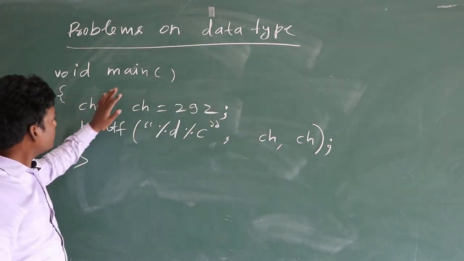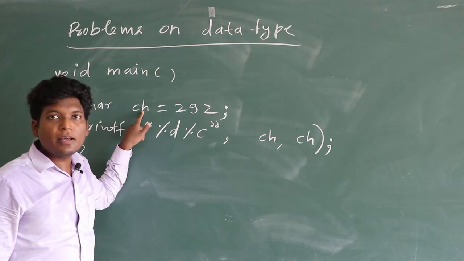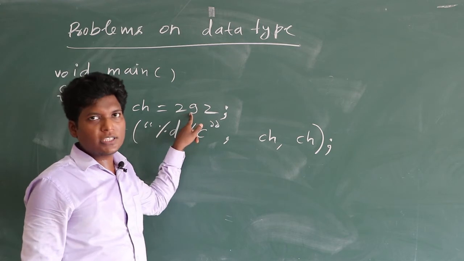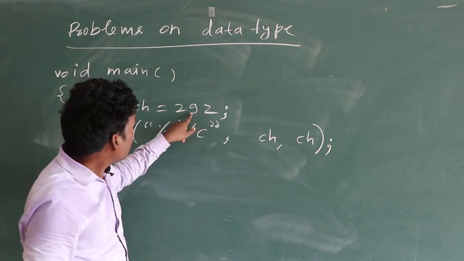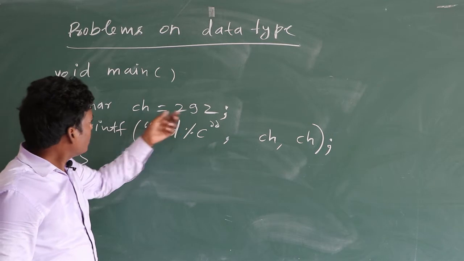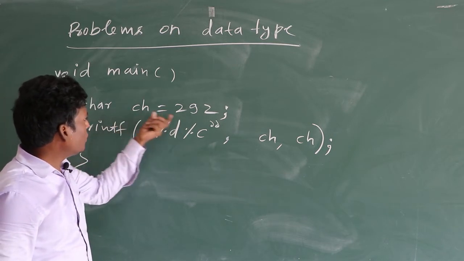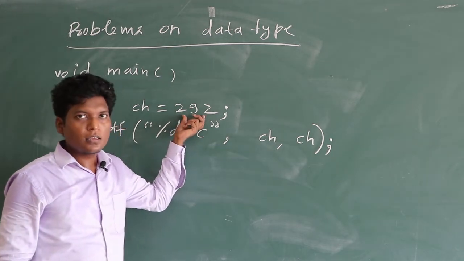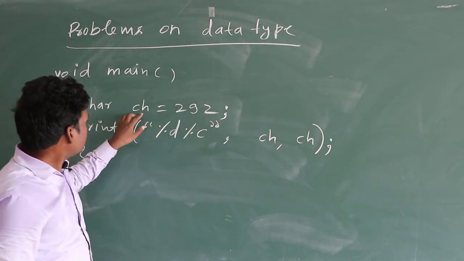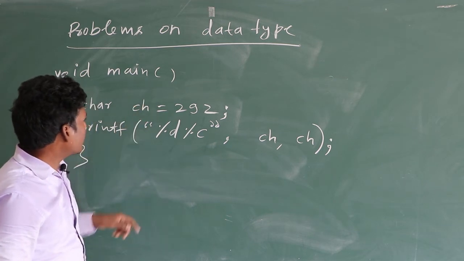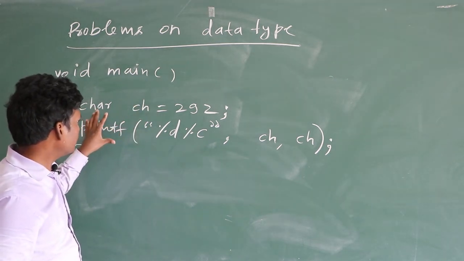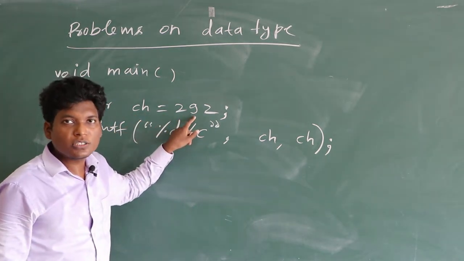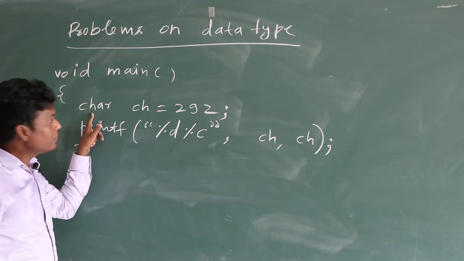Now, ch is a character variable and 292 is an integer constant, but here ch is a character variable. In that scenario, this is not an integer constant, basically it is an ASCII value. So in this program, ch is a variable, 292 is a constant, and char is a data type.